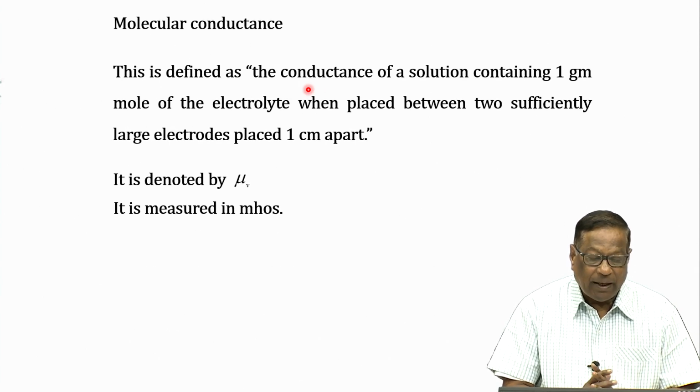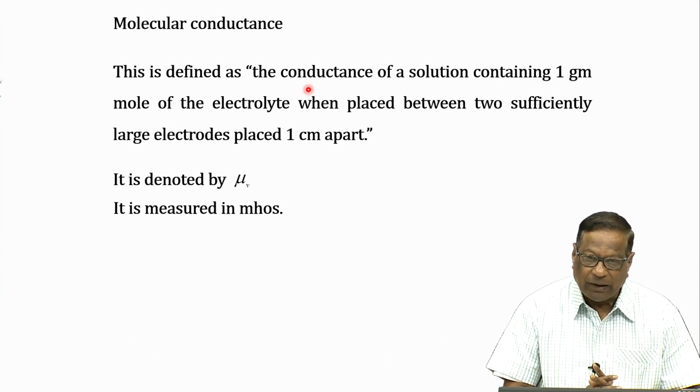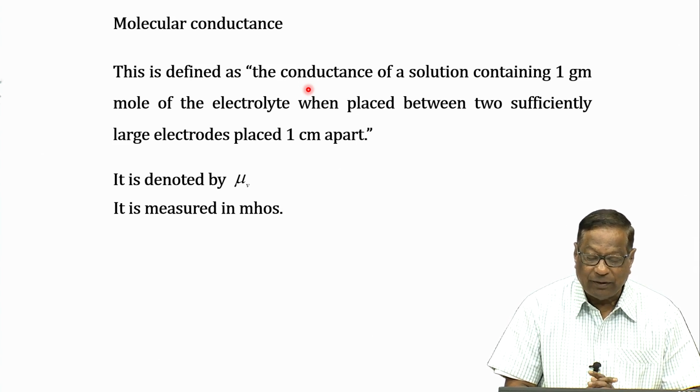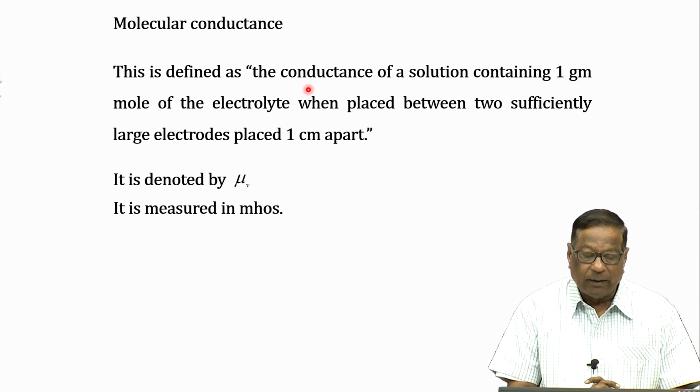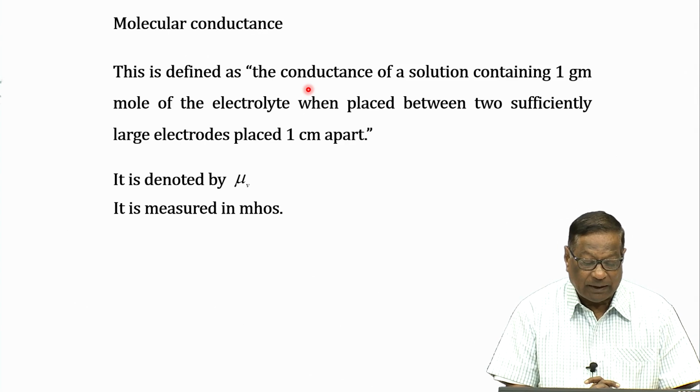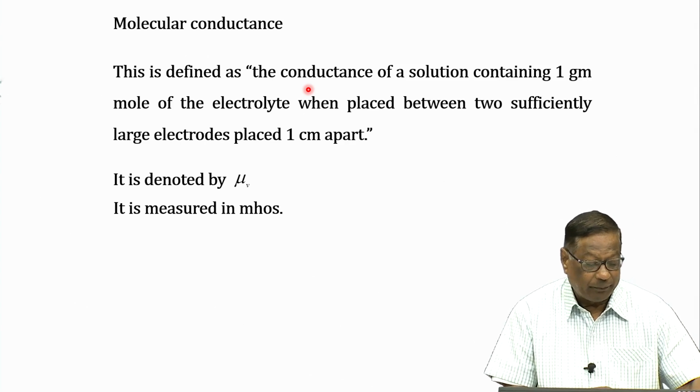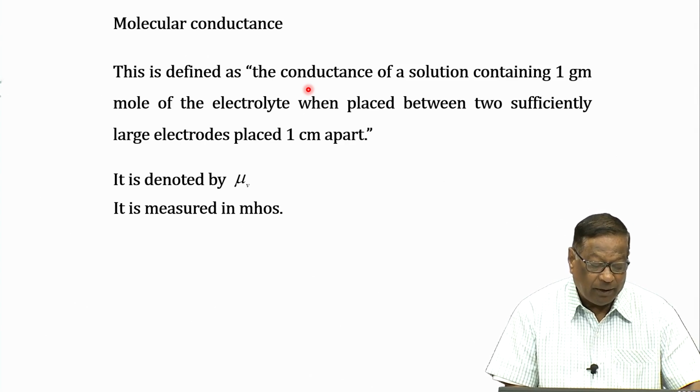Then I can also define what is known as molecular conductance. This is defined as the conductance of a solution containing 1 gram mole of the electrolyte when placed between two sufficiently large electrodes placed 1 centimeter apart. That is molar conductance, denoted by mu V, and it is measured in mhos.